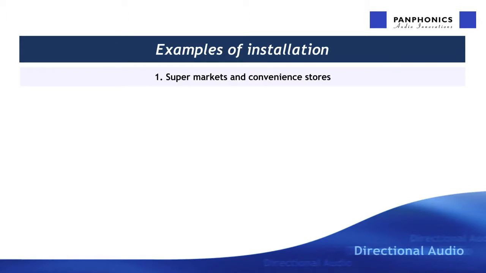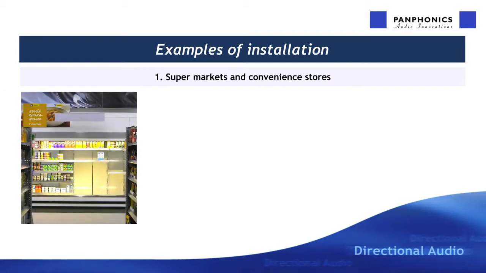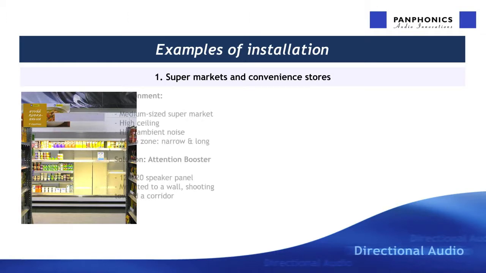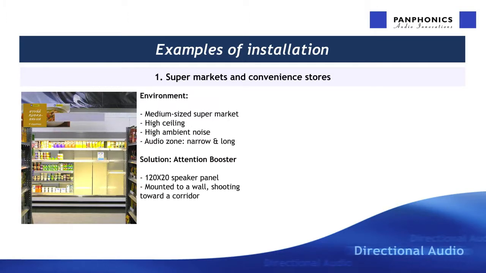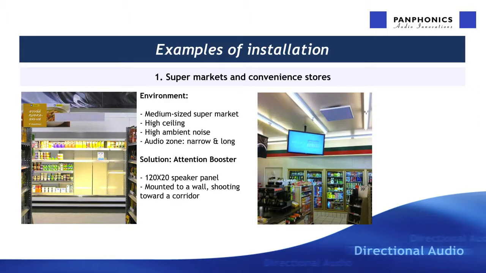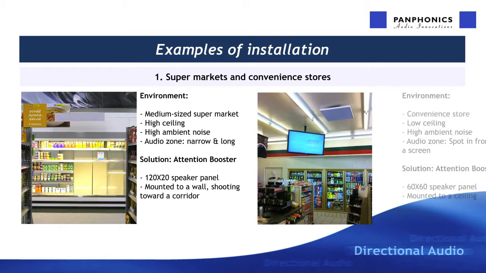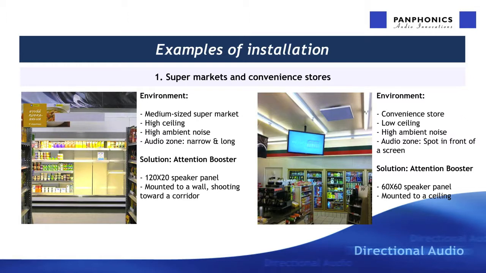Now, let's have a look at actual installations. First, the installations from a supermarket and a convenience store. The picture on the left has a rectangle model shooting toward a corridor to create a targeted sound advertisement in a supermarket, or what we call the attention booster solution. The same attention booster solution on the right side is from a smaller convenience shop with displays. The installation required a narrower spot just to cover when a shopper is right in front of the screen. Therefore, a square model is mounted to the ceiling facing down.